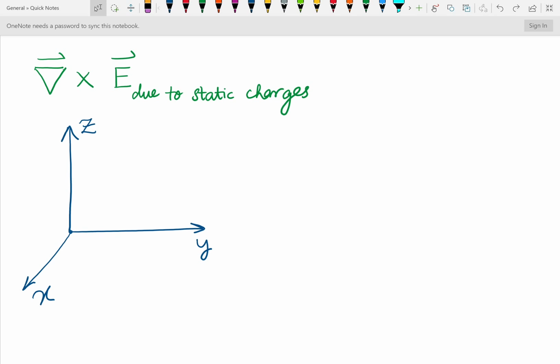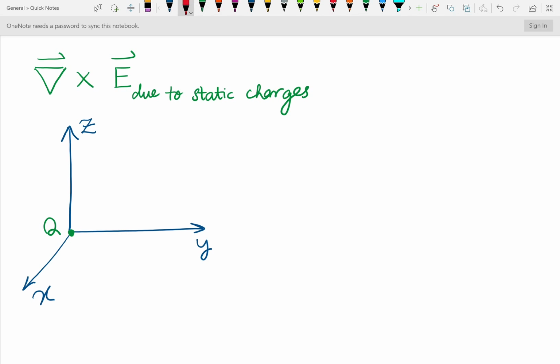Today we shall calculate the curl of the electric field E due to static charge distribution. We will first consider our simplest possible configuration, which is a point charge placed at the origin. So here I have my point charge Q placed at the origin. Due to this point charge, there will be an electric field E in the space around the charge.